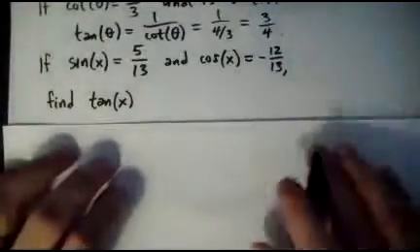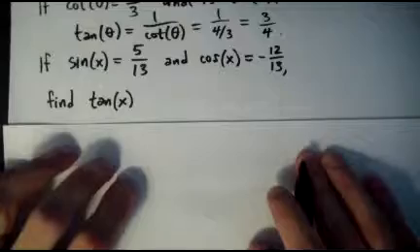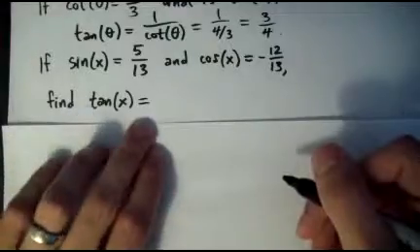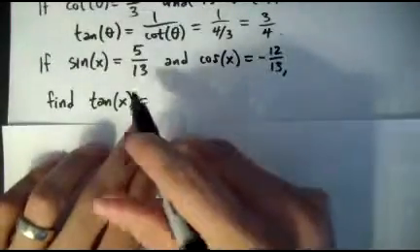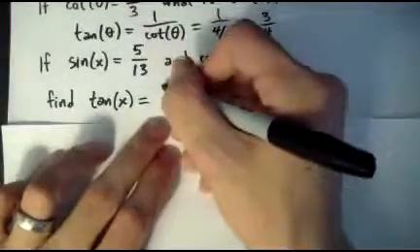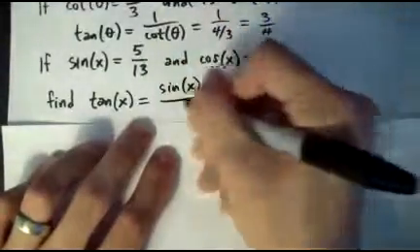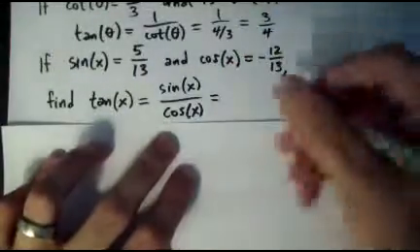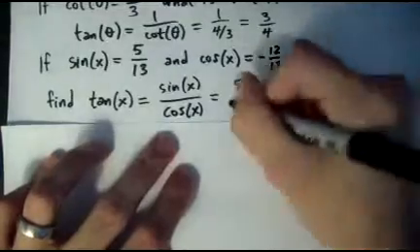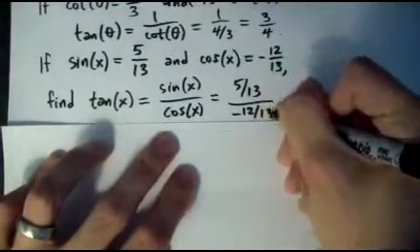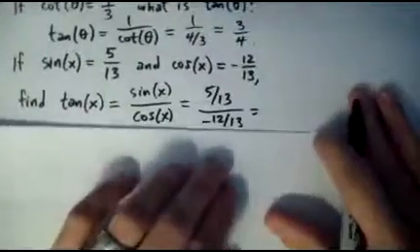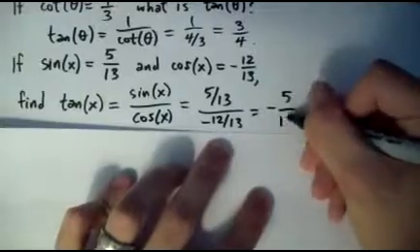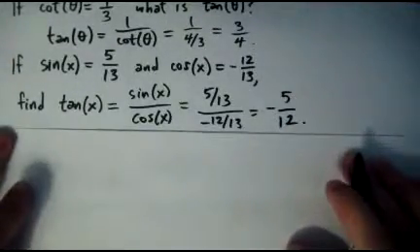Now we're told if sine of x is 5/13 and cosine of x is minus 12/13, then what is tangent of x? Well, this is using our quotient identity. The quotient of interest here is that tangent of x is sine over cosine. And since we're told what sine and cosine are, we can just plug them right in. 5/13 in the numerator and minus 12/13 in the denominator. We can multiply top and bottom by 13, leaving us with minus 5/12. So that's what tangent of x is.